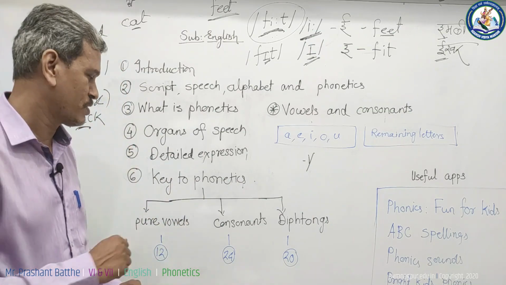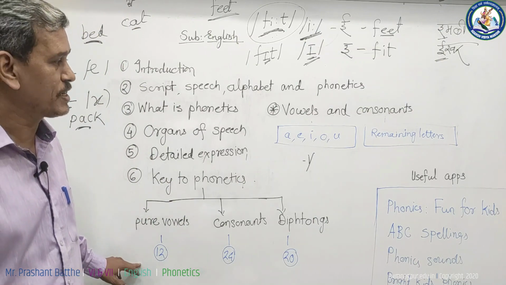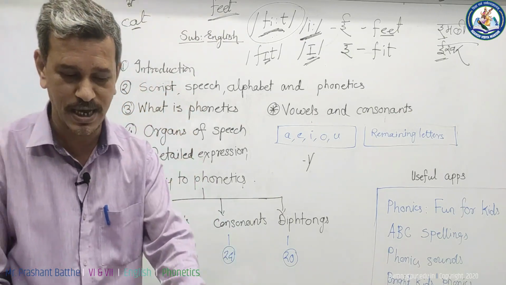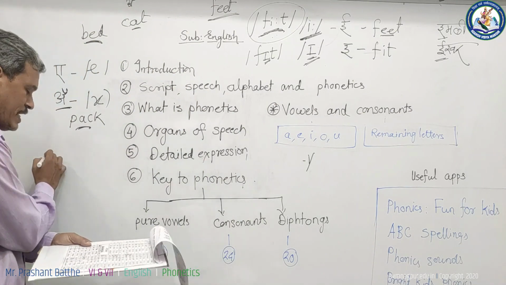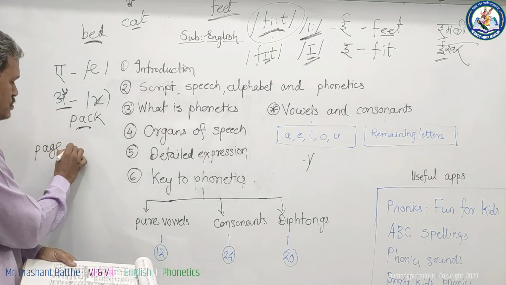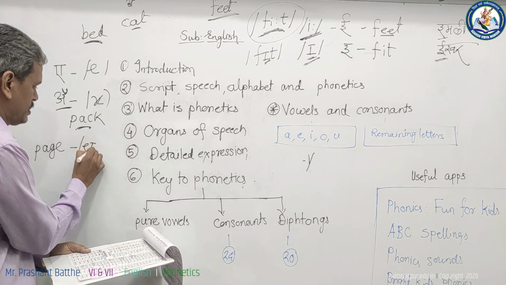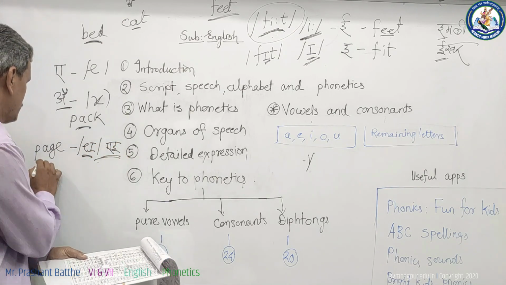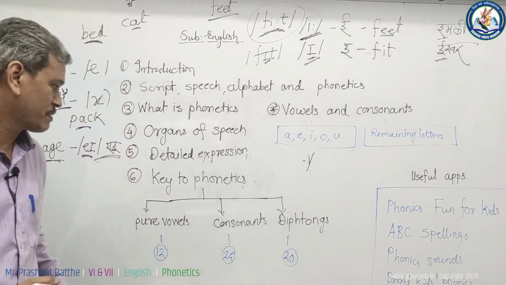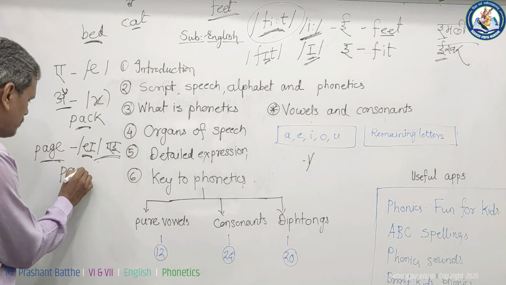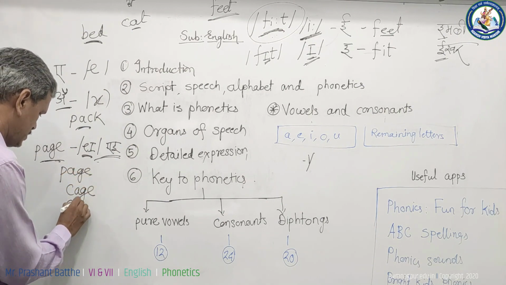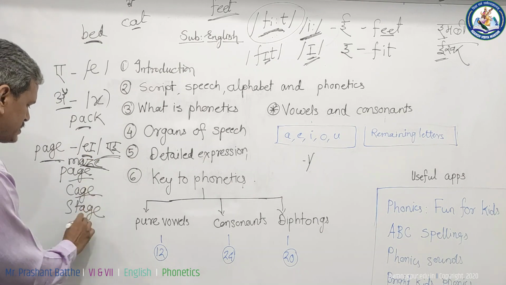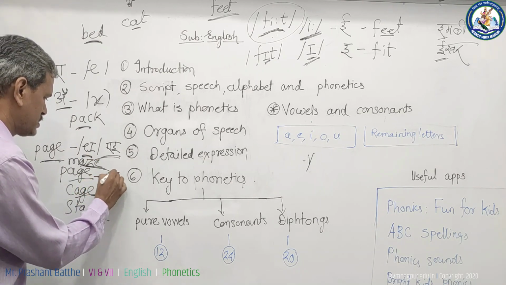The last thing before I conclude my topic, pure vowels are 12 again, and the consonants are 24. Diphthongs. What are the diphthongs? Just let me tell you one example only. When we say page, so the sound is a, page, c, age. Now, if you remember Hindi, there are many examples. See, page, cage, stage. You can say maze, but it is different. Age, age, age. Thus, pronunciation is age.